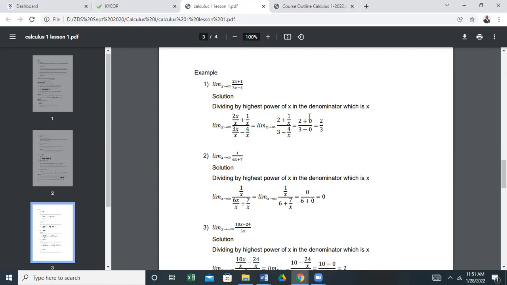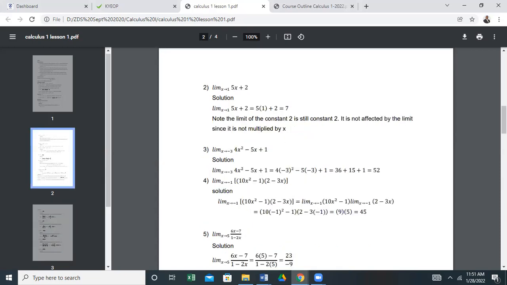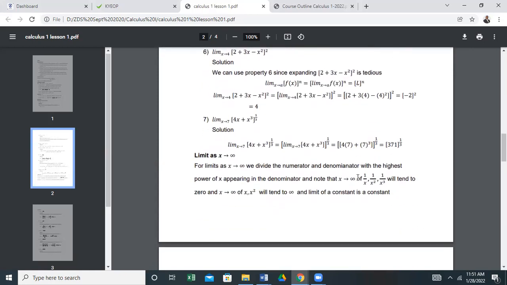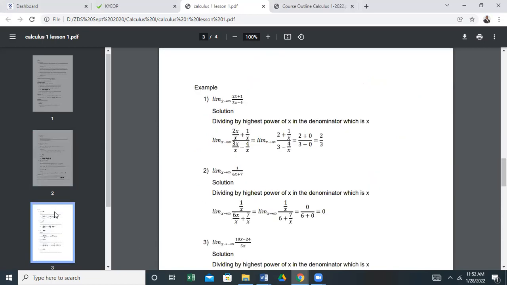In other words, we are working out for the fraction. Now, for this case, 2x over x, the x will cancel, so I'm going to be left with 2. 3x over x, my x will cancel, I'll be left with 3. But this particular fraction will be tending to 0. So you can now see what I've indicated here, that as our x tends to infinity, the fraction that will be arising will always tend to 0. Are we there?